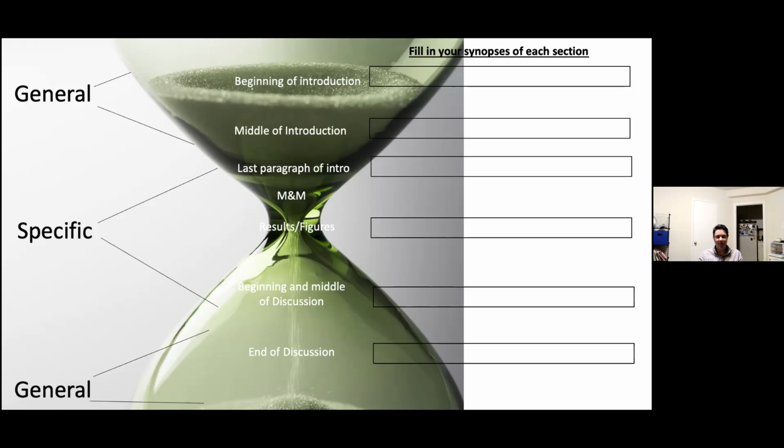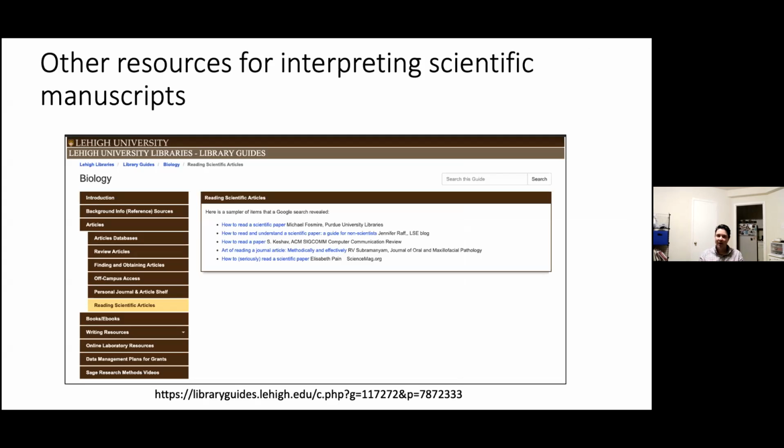I don't want you to feel discouraged when you look at the length and the complexity and the breadth of a scientific manuscript and literature. You shouldn't feel that way. Break it down into individual components. And I just want to show that there's some other resources available for you guys.